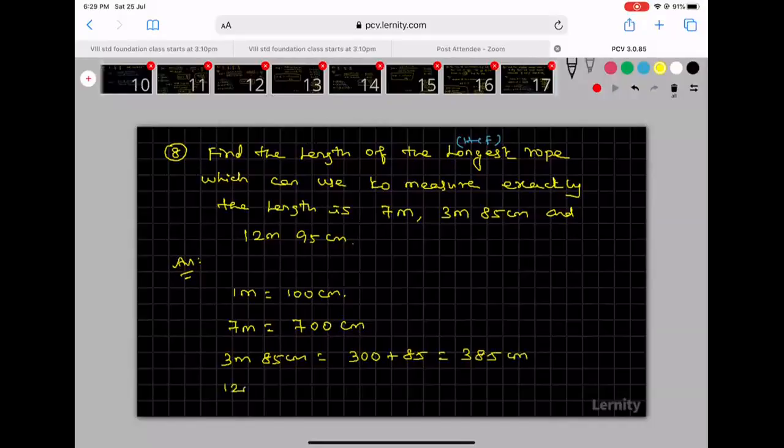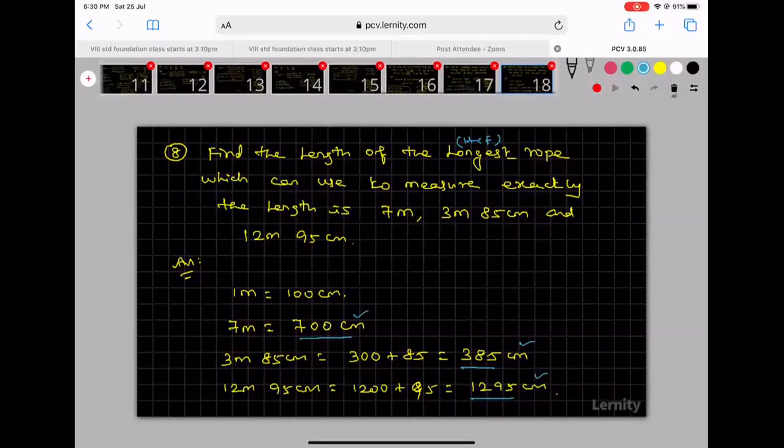Here they are given 12 meter and 95 centimeter. I can write this as 1200 plus 95, so 1295 centimeter. Okay, now I changed all these values. Here this is 900, 700, 385 and 1295. All are in centimeter, equal unit. So now I want to find the HCF. I will move to next slide.